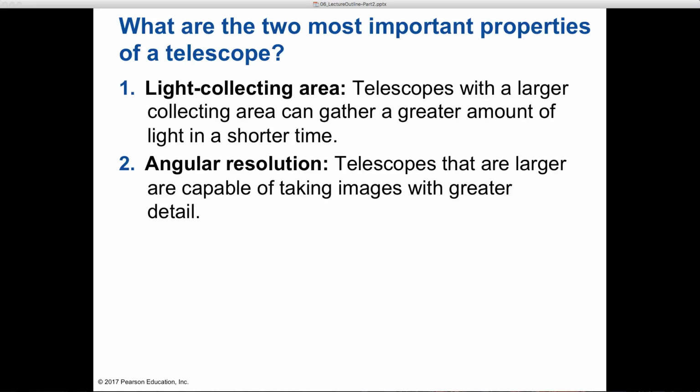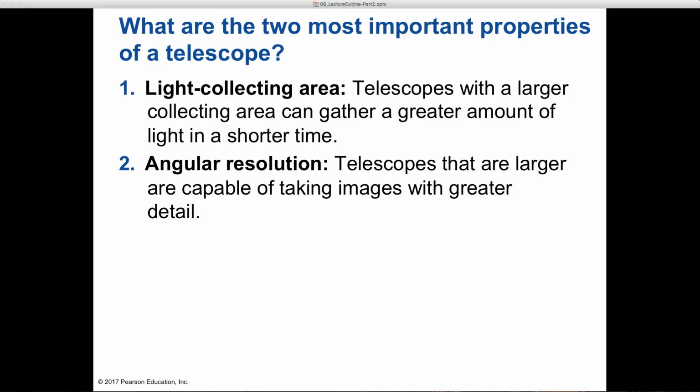So there's actually three powers of a telescope that you might talk about. One is light gathering power, or light gathering area. The other is angular resolution, and the other is magnification. And actually magnification is important, but it's not that important. It's the least important one.